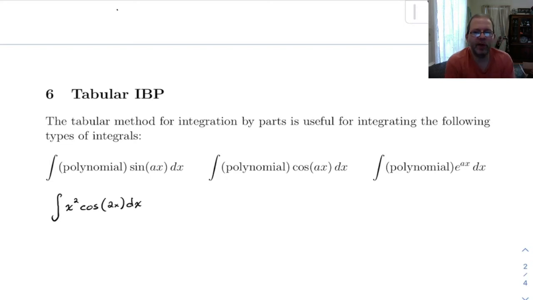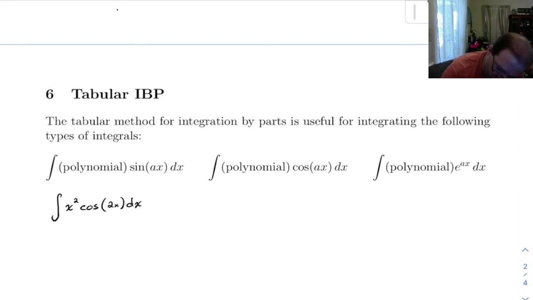Let's look at the tabular method for integration by parts. The tabular method is useful when you're integrating a function where you have a polynomial and it's either multiplied by a sine, a cosine, or an e to the x, or e to the constant times x. The idea behind this is polynomials, when you take the derivative repeatedly, eventually you get to 0. So here's the method. Rather than writing out directions for it, I think it's better just to see an example.